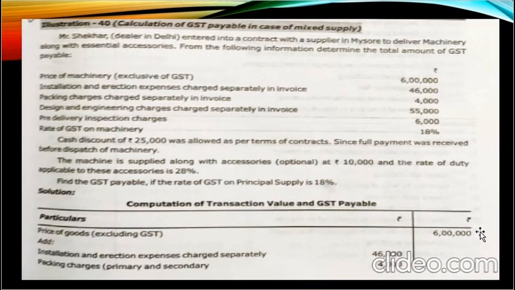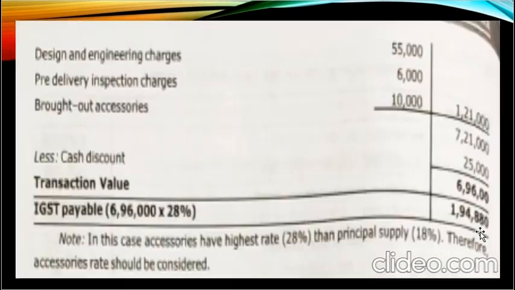Next, as it is a mixed supply, because the accessory supplied along with the primary goods is optional, what kind of rate will we be taking? When it is mixed supply, we will be taking the higher GST rate. Whichever rate is higher, that rate will be applicable. The primary supply rate, that is the principal supply rate, is 18%. The accessory supply rate is 28%. Which is higher? 28%. So we will be taking 28%.